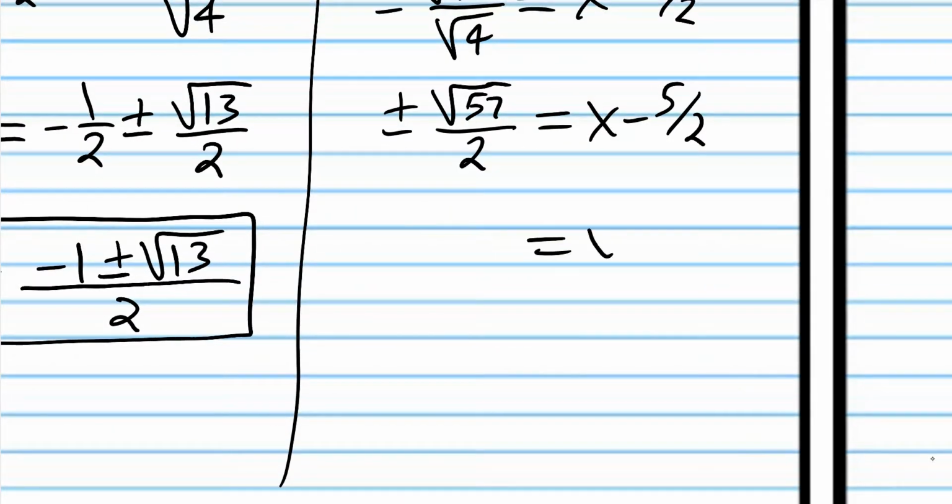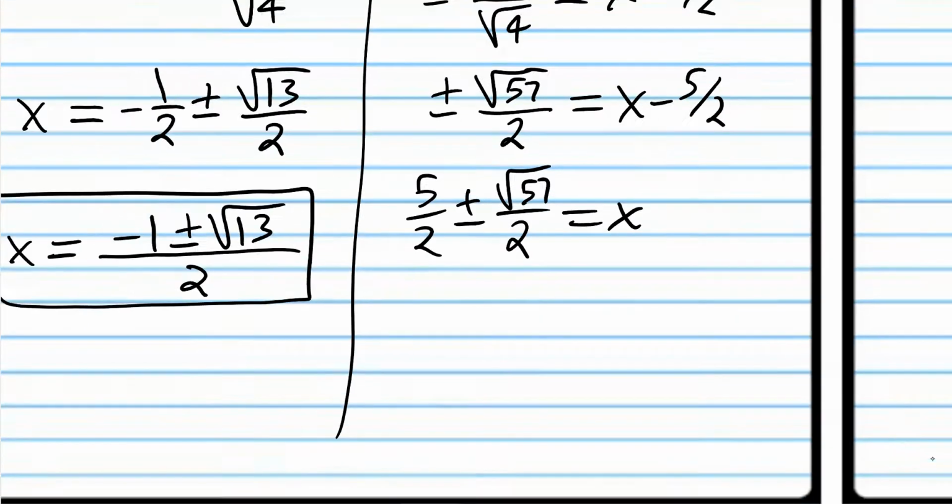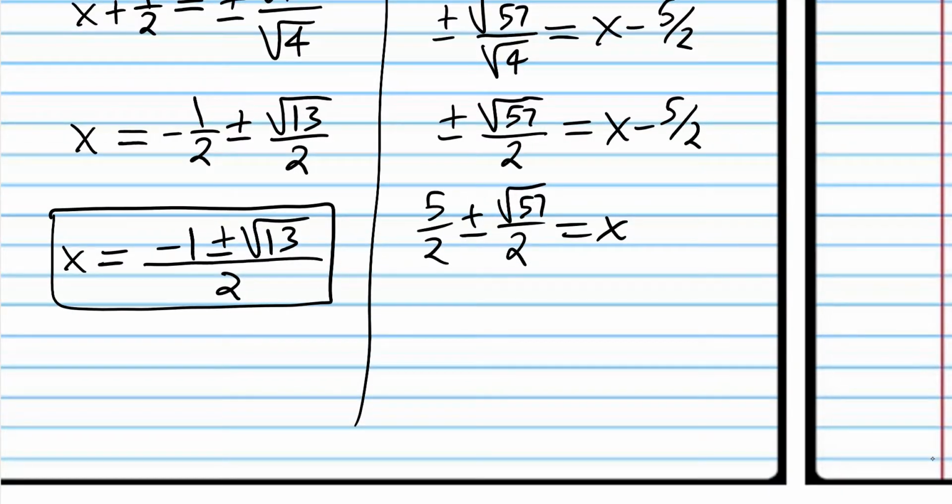Add 5 halves to both sides to isolate the x, and we have 5 halves plus or minus root 57 over 2. And we have a common denominator, so we can add those together, and we get 5 plus or minus root 57 all over 2.